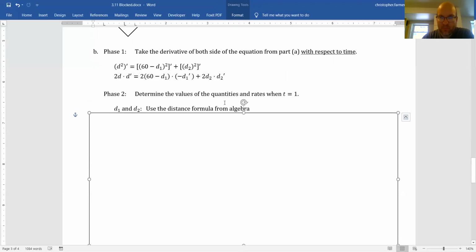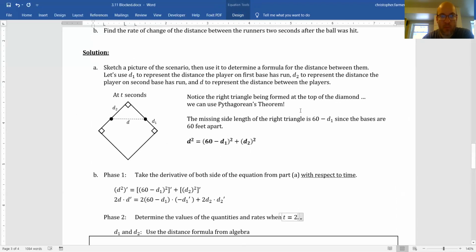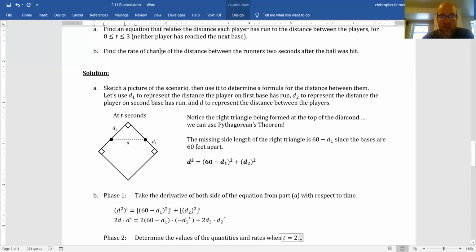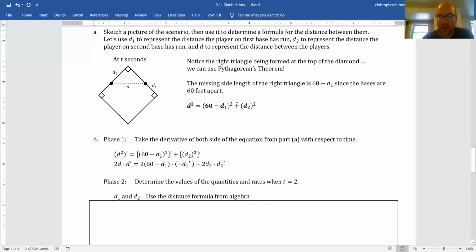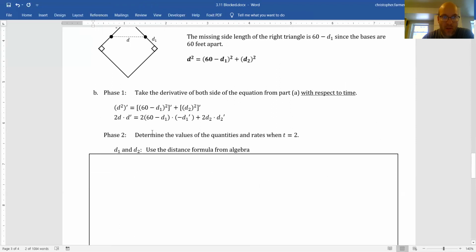Okay, so that was a typo. I changed my mind earlier. So going back to the problem, it asks us to find the rate of change of the distance between the runners 2 seconds after the ball was hit. Okay, so we're trying to determine the values of the rates and the distances when time is equal to 2.